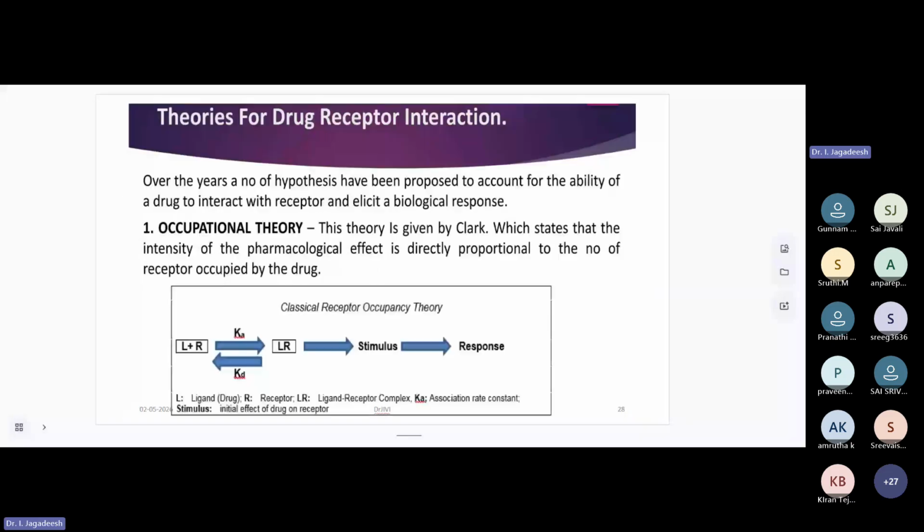So what are the theories of this particular interaction? If you know it, we can find out whether we will have an agonistic effect or an antagonistic effect. This is very, very important and we need to consider it.